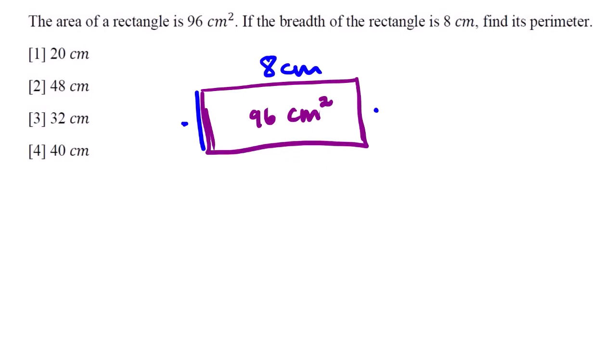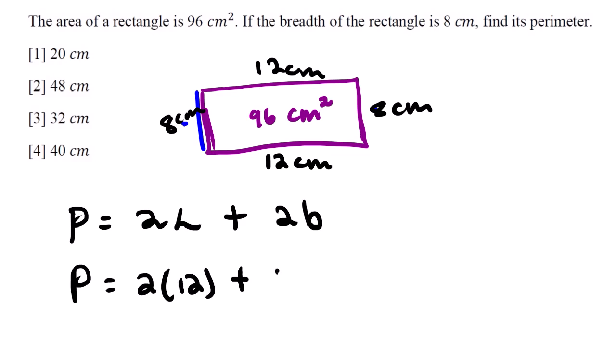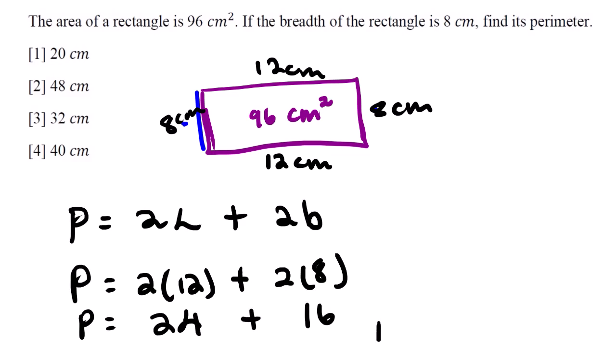You can quickly rectify this. We have 12 centimeters, and then we have 8 centimeters here, 8 centimeters here, and also here we have 12. So from here we can calculate our perimeter. We say our perimeter is 2L plus 2B. 2L is 2 times 12 plus 2B is 2 times 8. Then we have 24 plus 16. Then we have our perimeter as 40 centimeters. So the correct option here is option 4.